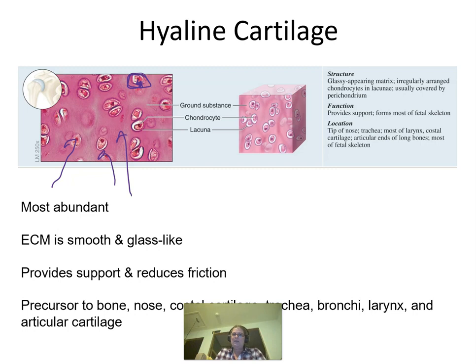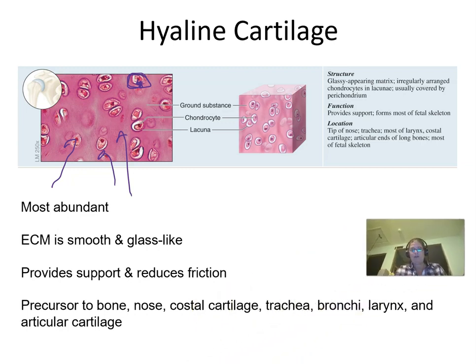And so it's very smooth and glass-like. It reduces friction. So it's very important at reducing friction. In fact, articular cartilage is the cartilage on the ends of bones. So that's what articular cartilage is, hyaline cartilage. It's a precursor to bone. As a fetus, you had a hyaline cartilage skeleton. It forms your nose, your costal cartilage, which is in your ribs, your trachea, your bronchi, your larynx.